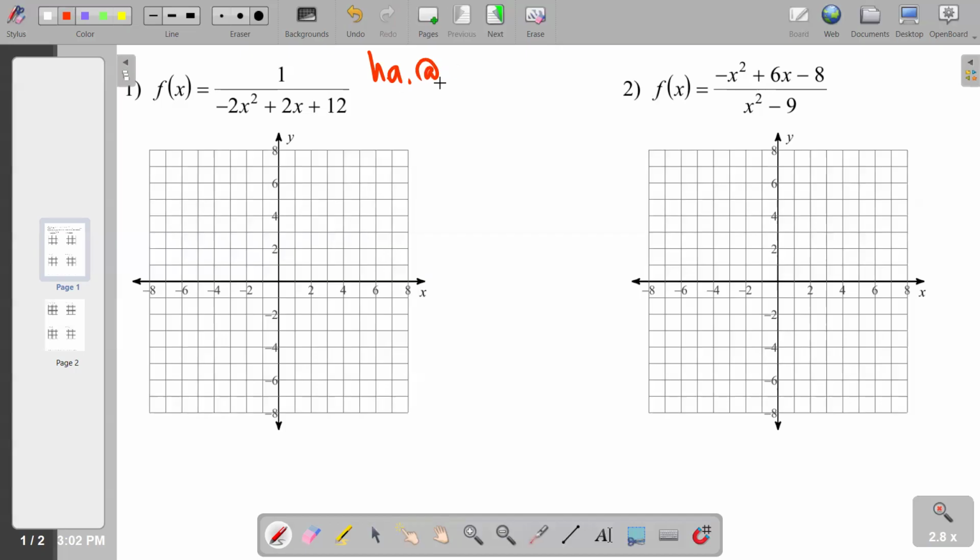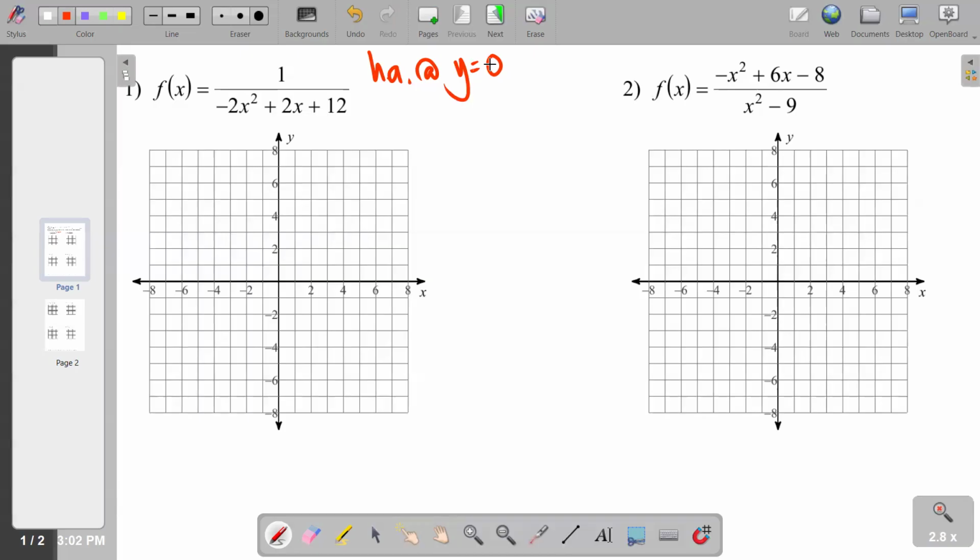And if you're writing 0, make sure you don't write horizontal asymptote at 0. We can say that when we're speaking casually, but make sure you're always writing the actual equation of the line. Good. It's also good to talk about the vertical asymptotes.